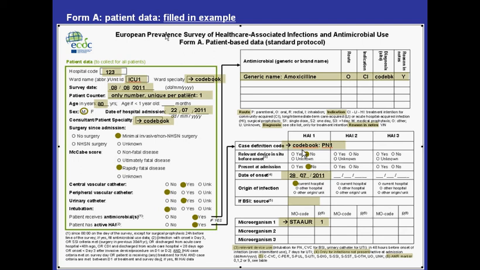The next question is whether there was a relevant device in situ before onset. This question should only be answered for certain HAI codes. For pneumonia, you should look whether the patient was intubated 48 hours before onset. For bloodstream infection, you will look whether the patient had a CVC or a PVC 48 hours before onset. And for a urinary tract infection, you will see whether the patient had a urinary catheter in the 7 days before onset. These are the only 3 HAIs for which you will fill in whether there was a relevant device in situ before onset.